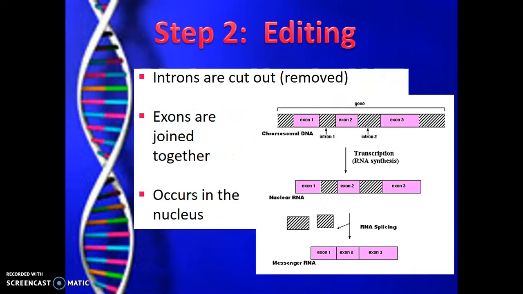Step 2, we need to edit the mRNA. Now we're still inside the nucleus at this point, okay? So we've transcribed, we've made mRNA. Now we need to edit it. We need to cut out the useless parts. Remember that there are stretches of DNA called introns, and introns don't code for genes. They're sort of useless DNA. So we need to cut them out and throw them out. And then the exons, the part that is the coding for the gene, get spliced together. They get hooked up together. Okay? So step 2 is editing. We just cut out the garbage.